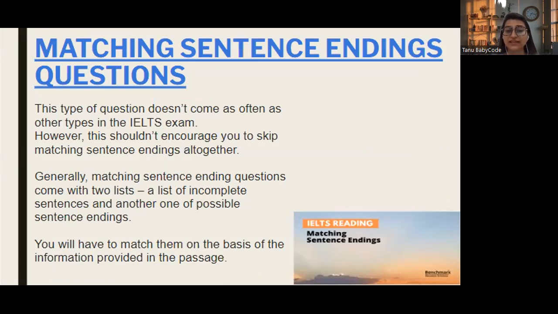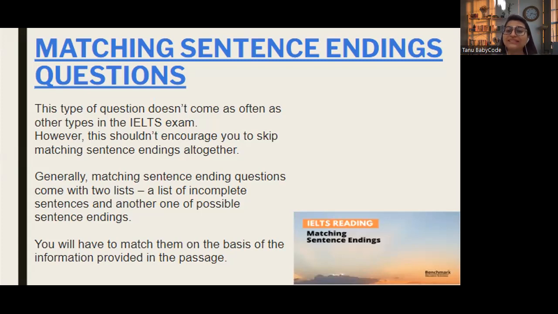Matching sentence ending, you can just have a look at the name. So basically you have to match the sentence with its endings, right? Sentence and endings, you have to match it. How are you going to do that? By reading the paragraph, by looking at the basis of information.